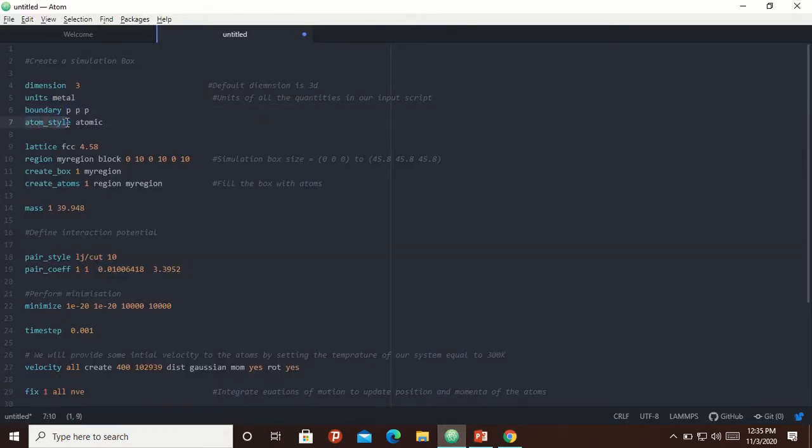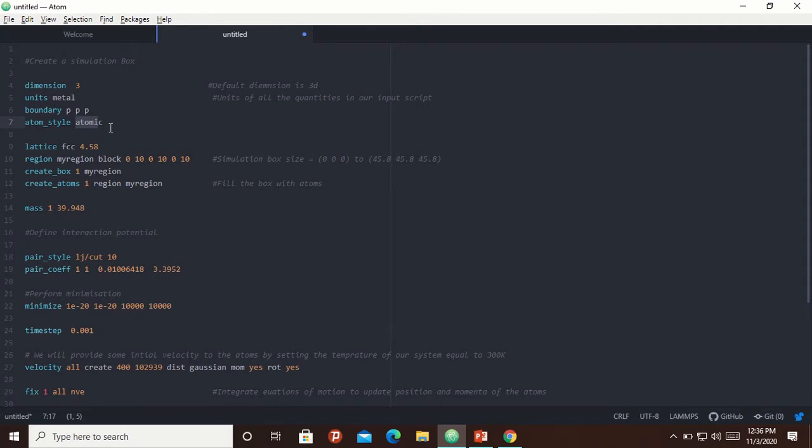This is atom style. So atom style is atomic here. So basically, what is atom style? It tells you what quantities the atoms will store. What quantities are stored by each atom in our simulation box? In this case the various quantities will be velocity, position, atom IDs, various types of atoms, like this.